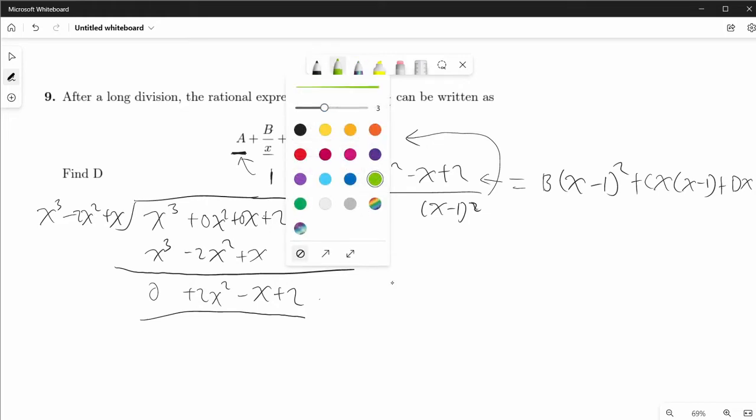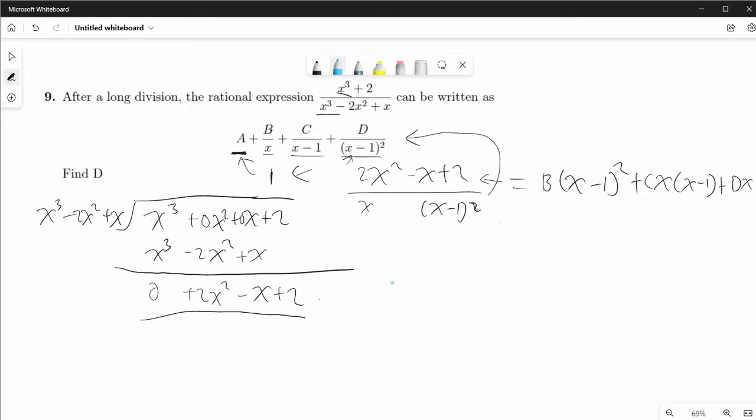I'm going to use a different color, and I'm going to move this over here. So b times (x squared minus 2x plus 1), plus c times (x squared minus x), plus dx equal to 2x squared minus x plus 2.